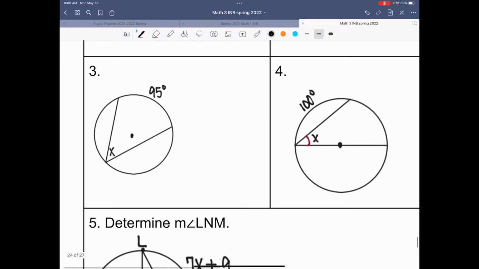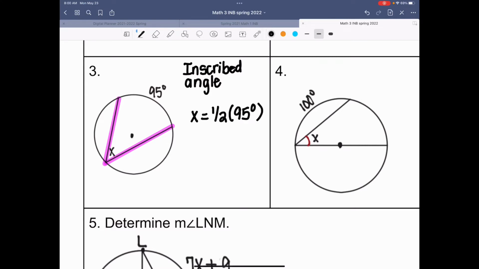All right, now we have an inscribed angle. I know it's inscribed, because the end point is on the circle and the other end points are on the opposite end of the circle. It goes across the circle. So if it's an inscribed angle, remember, inscribed angles are half the measurement of the arc. So when I look at this, I know that x has to be half of the length of the arc. And remember, the arc is 95 degrees. So if I'm looking at my arc, and I know it's 95 because they told us it was 95.